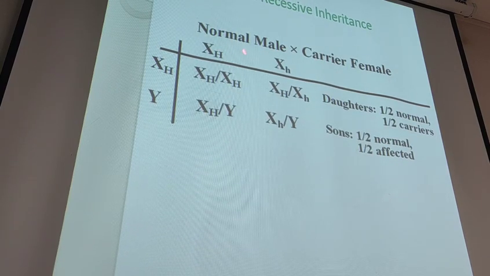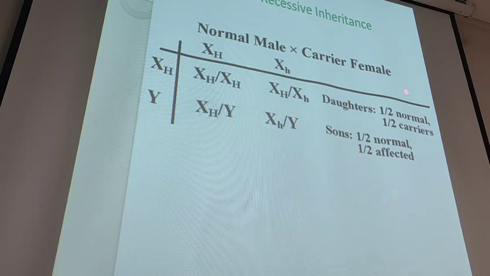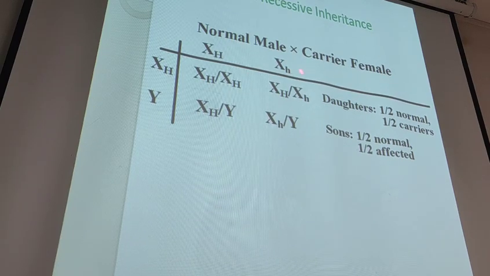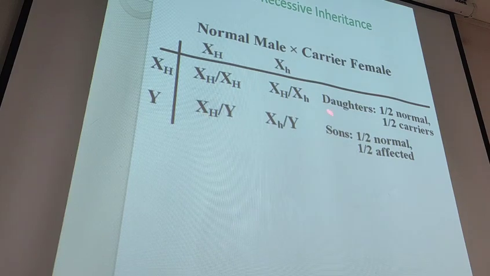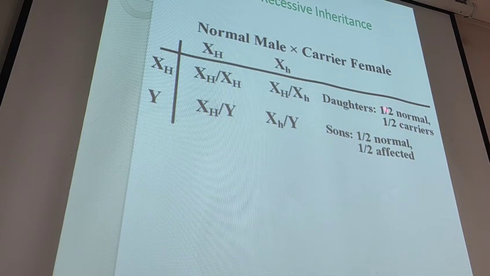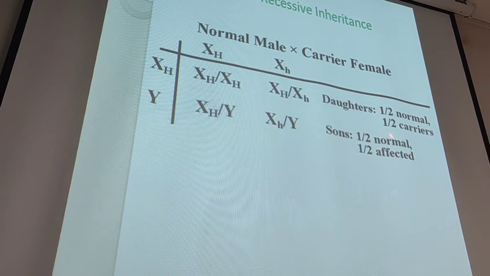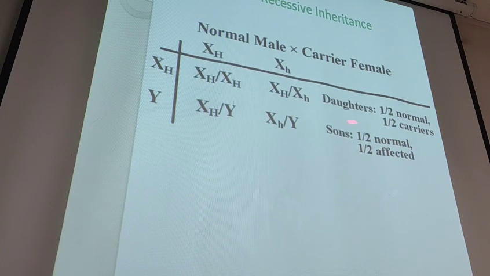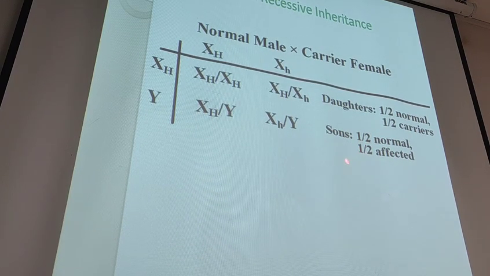Normal male married with carrier female: daughters 50% normal, 50% carrier; sons 50% normal, 50% affected.